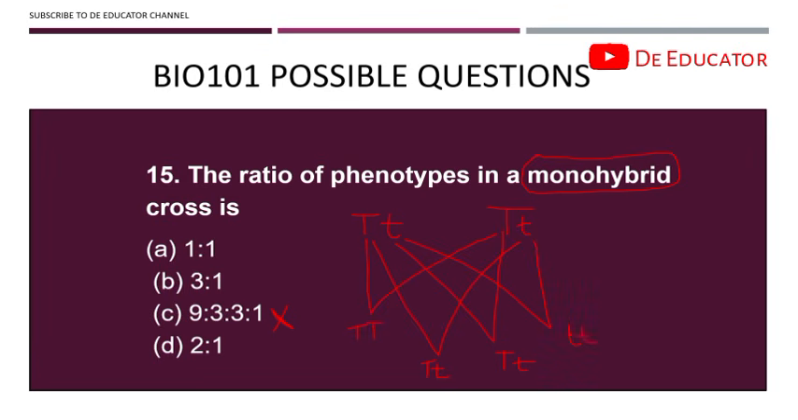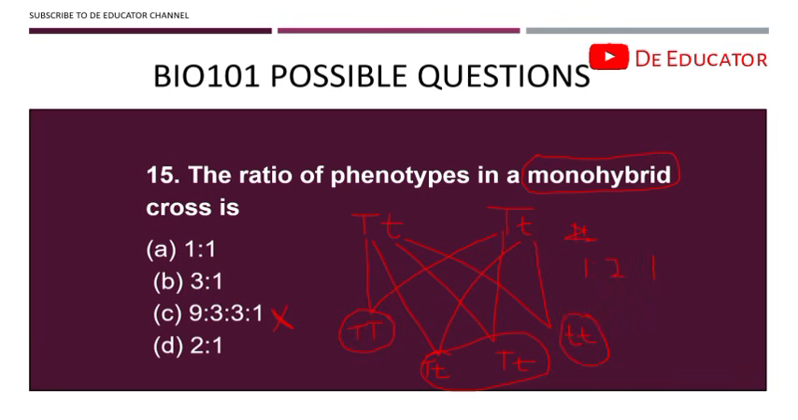So now, if you want to get the genetic ratio of this, what is going to be the genetic ratio? We have this TT dominant. We have 1. Then we have this, we have two of this, 2. Then we have one of this, 1. So the genetic ratio is 1:2:1.